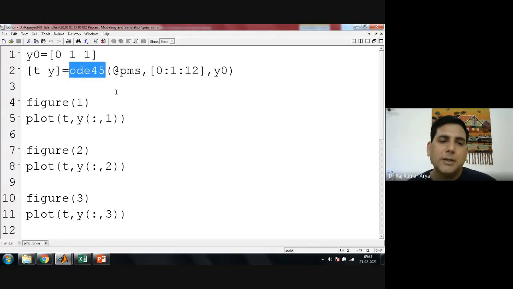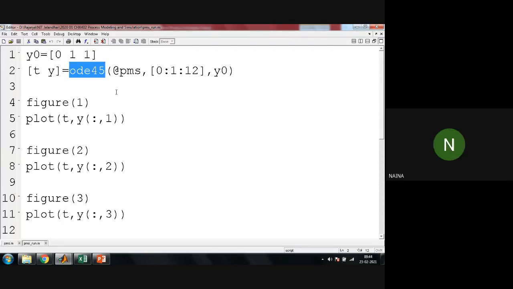I asked you, I think long time back, about ODE45, 15, 23, 15S, 23S. Did any one of you try to find it out? What is ODE45? Yes, sir. I have searched for ODE45.